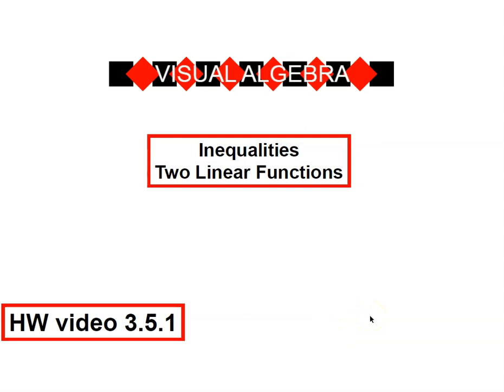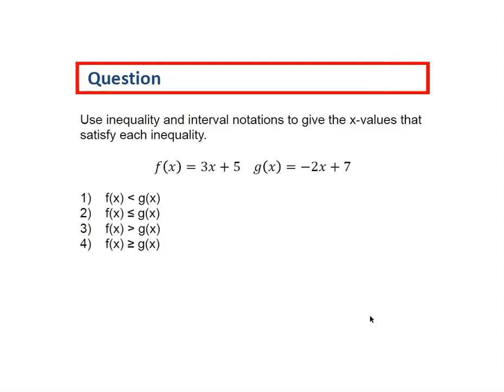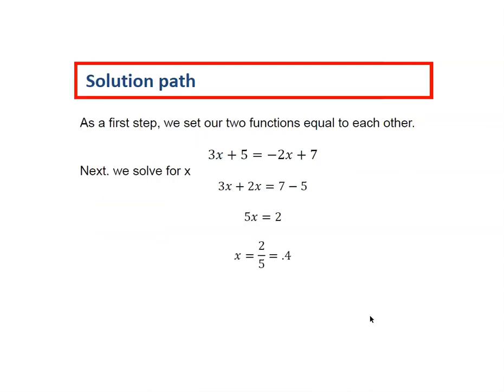This is homework video 3.5.1, where we'll look at inequalities of two linear functions. Our question is to use inequality and interval notations to give the x values that satisfy each inequality. We have two linear functions, f and g, and we'll look at where f is less than or equal to, greater than, and greater than or equal to g of x.